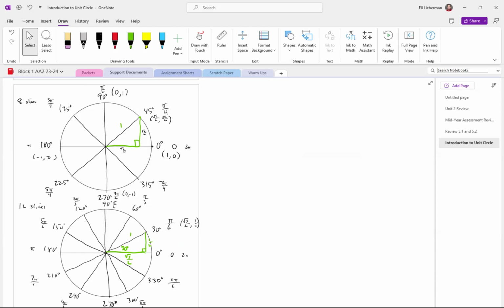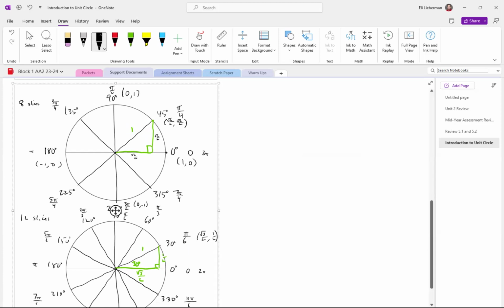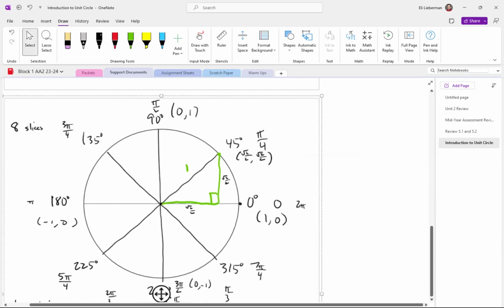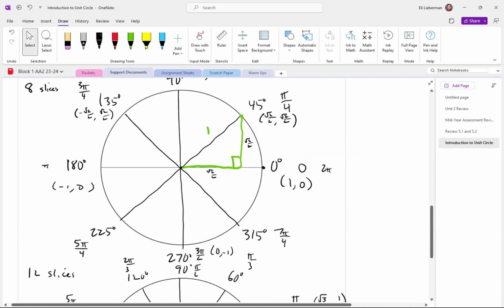Are we ready? Ava, can you help me finish the rest of the 8 slices? I think I just need 3 more. So far we did 45 degrees, we did 90 degrees. √2/2, √2/2. Okay.